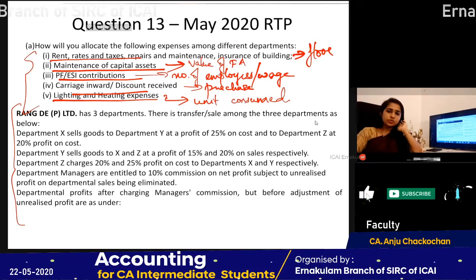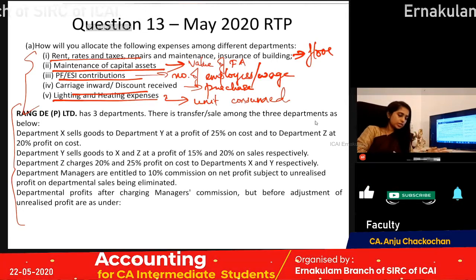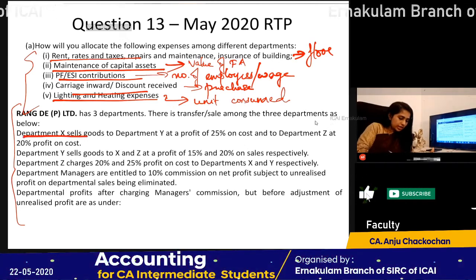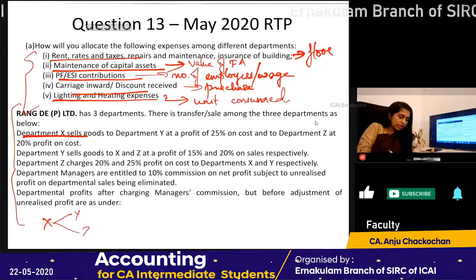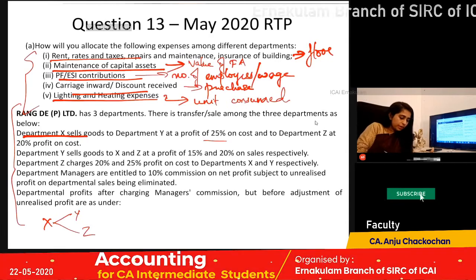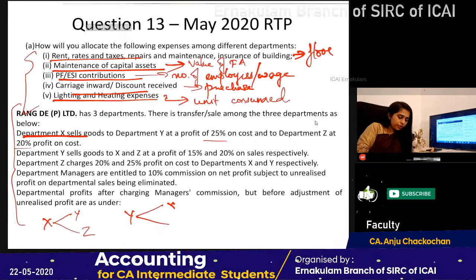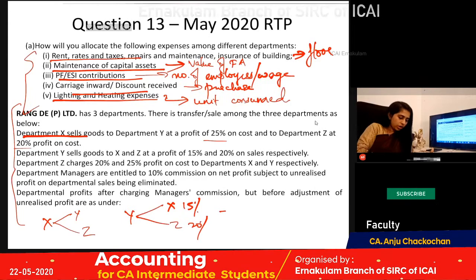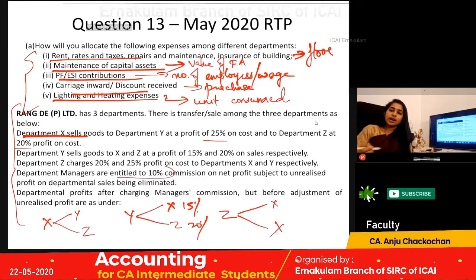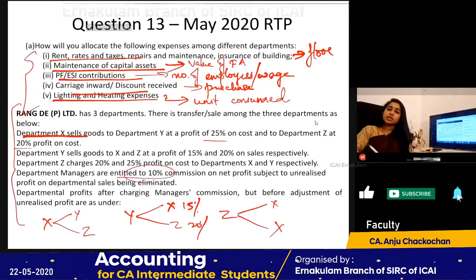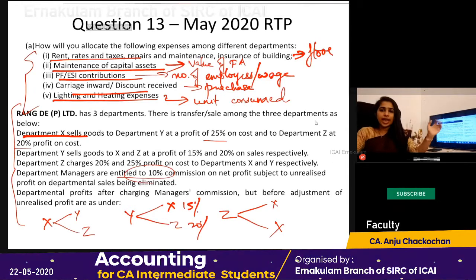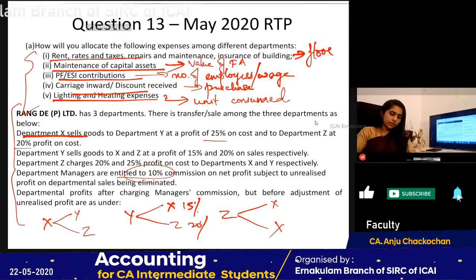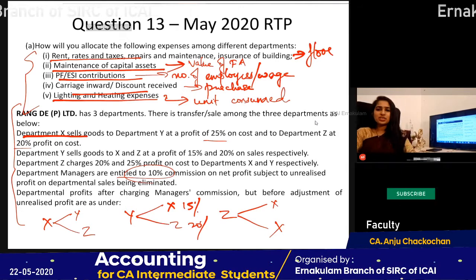Rangde Private Limited has 3 departments. There is a transfer or sale among the 3 departments as below. Department X sells goods to Department Y, and the profit percentages are given. Department Y sells goods to X at a profit of 15% and 20%. It is also selling goods to X and Y. The managers are entitled to 10% commission. The different interdepartmental transfers are given: X to Y, Y to X, and Z to X and Y. We are asked to compute the manager's commission, right?